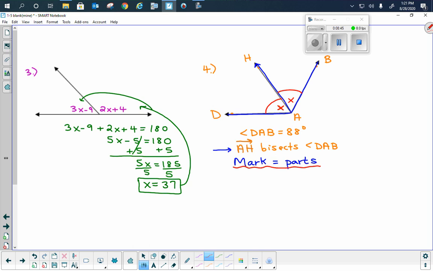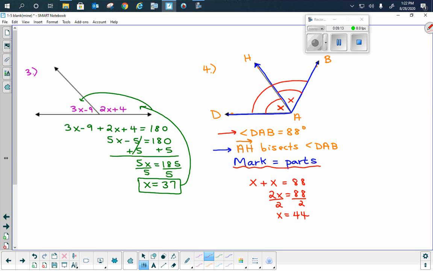That equation is going to be: if I take X and add another X, this whole thing, I'm going to get the whole angle that was given to me, which is 88. All right, so solving then, that is 2x equals 88. So if I divide both sides by 2, that means x would equal 44.